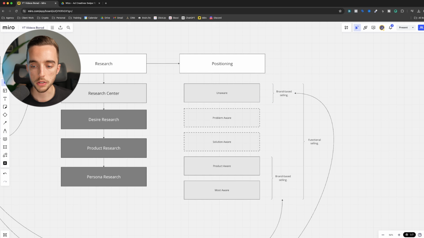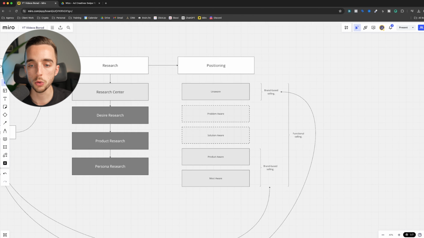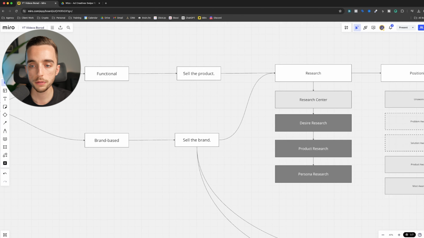So product aware, most aware and such, or very low in awareness. So you go completely broad and you try and advertise an angle that is selling more so the brand and the mission than it is selling the actual product. And the way this looks when you crunch this down into some ad creatives, the functional side of advertising, I feel is much more straightforward.